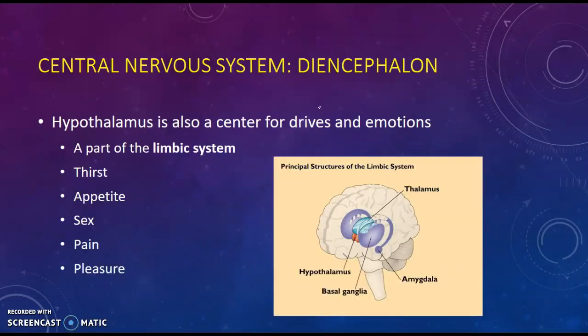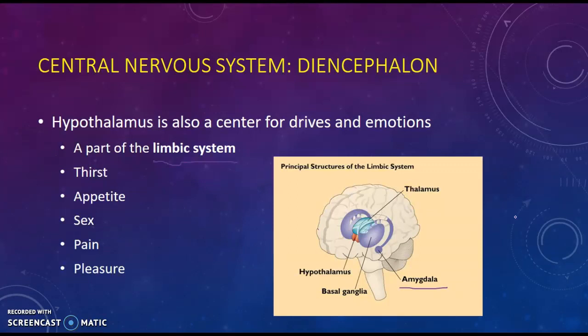It's also a very important center for drives and emotions, and we call this part of the limbic system. And there's some other structures of the limbic system that we're not super going to get into, like the amygdala, but just know that the limbic system is really important for drives and emotions, and this is thirst or appetite, sex, pain, and pleasure. That's all these kind of drives and emotions.